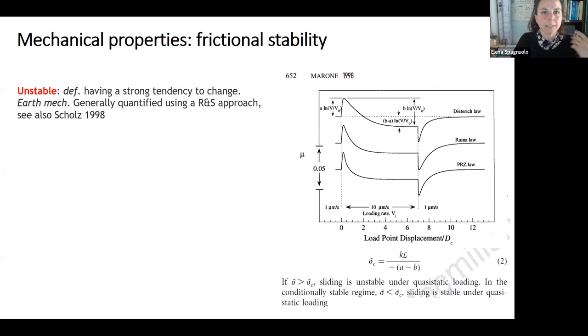Then there is the concept of frictional stability. Unstable, by the definition, means having a strong tendency to change. In earthquake mechanics, it's generally quantified using a rate and state approach, and there is a very extensive literature about this. One of these is Scholz 1998, Marone 1998, where it appears that we have some critical parameters that determine if the fault is stable or unstable.